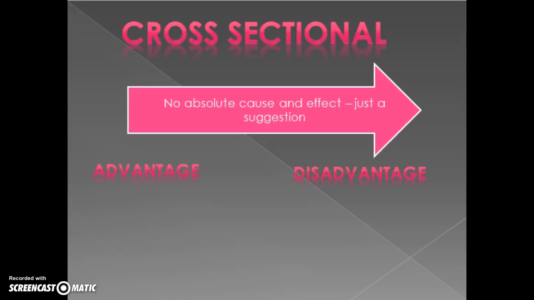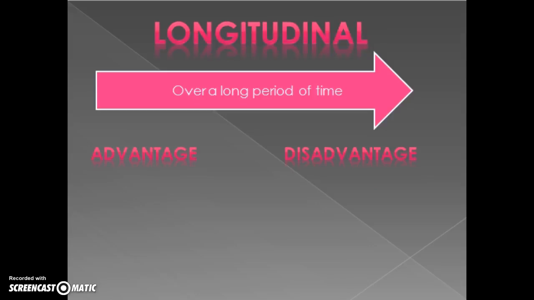The next method is the longitudinal method, and this is observational research, so again it's qualitative data, and it's gathered for the same subjects over a long period of time, for example months, decades, etc. And this method is mostly used to measure the risk factors of health benefits, which can both be seen as an advantage and a disadvantage.